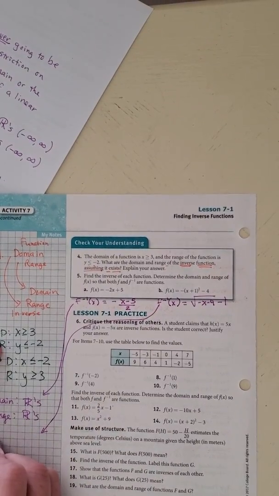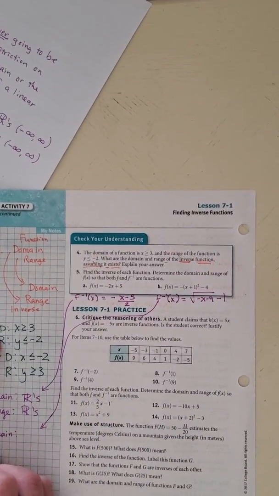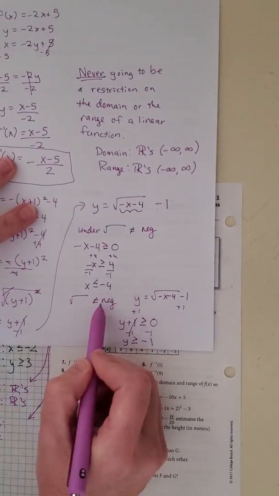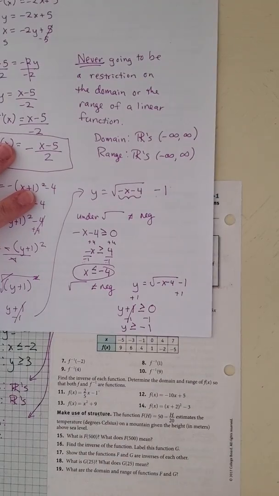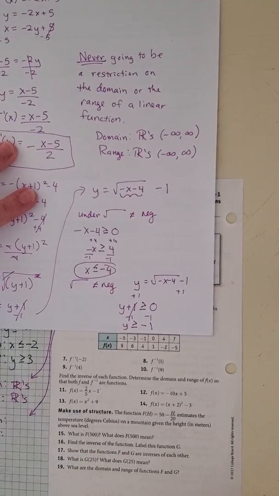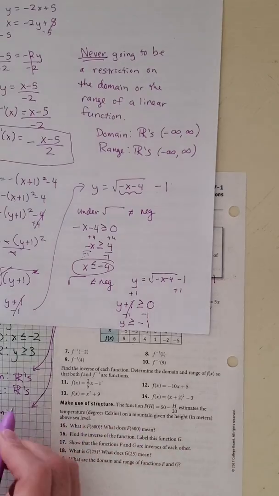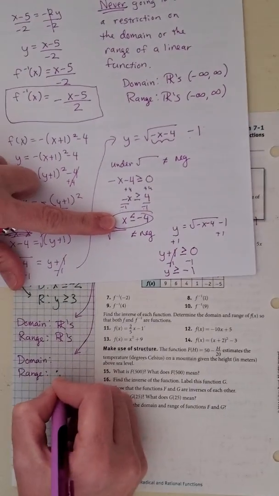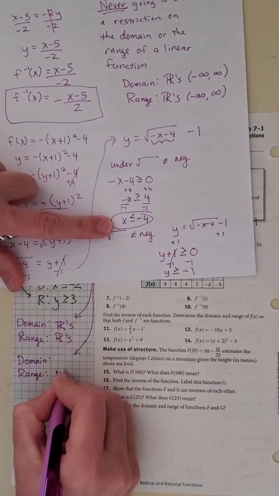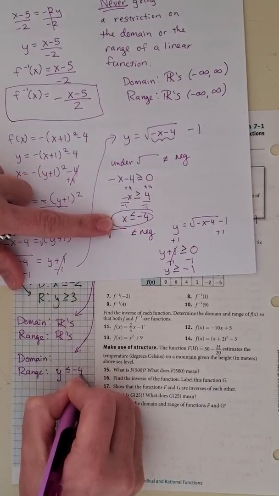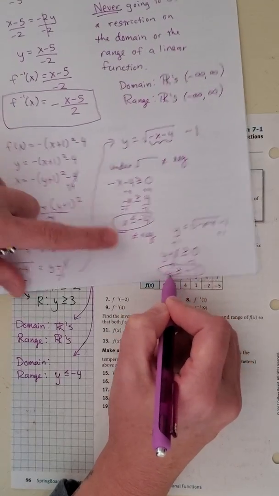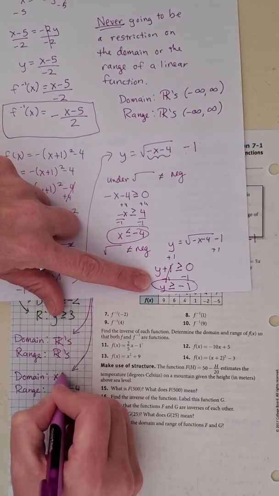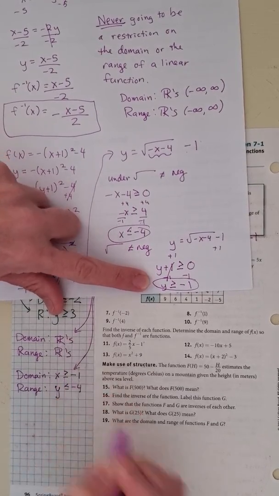All right, the domain and the range. What we found was our domain here was that x had to be less than or equal to negative 4, which means that my range here will be this same value. So my range will be y is less than or equal to negative 4. And then I found that my range here was y has to be greater than or equal to negative 1. That means that my domain is x has to be greater than or equal to negative 1.